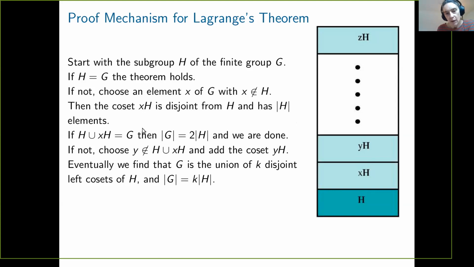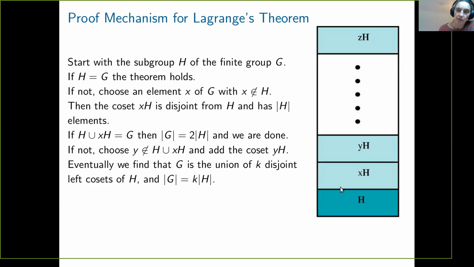So what happens then in the picture is we've got this next slice, which is XH, the coset determined by that element X. Now, if the union of H and XH is the entire group G, that's a possibility, that's fine. If that happens, we're saying that the entire group G consists of 2 pieces, each of which has the same number of elements in H. And in that case, the number of elements in G is just twice the number in H. So again, Lagrange's theorem is satisfied.